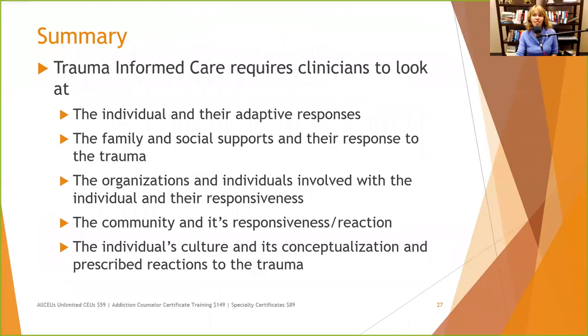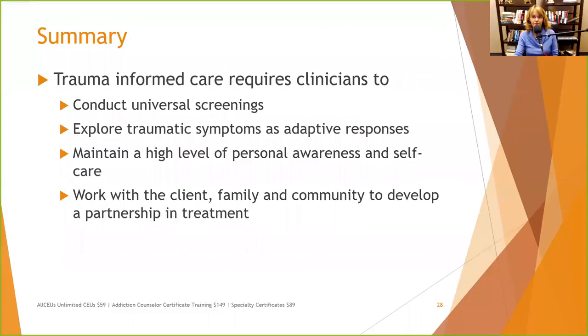Trauma-informed care requires clinicians to look at the individual and their adaptive responses, the family and social supports and their response to the trauma, the organizations and individuals involved with the person and their responsiveness. Are the organizations and individuals that are supposed to be providing support and care being responsive? The community and its responsiveness or reaction to the issue. The individual's culture and its conceptualization and prescribed reactions to the trauma.